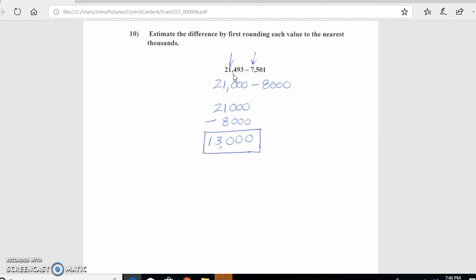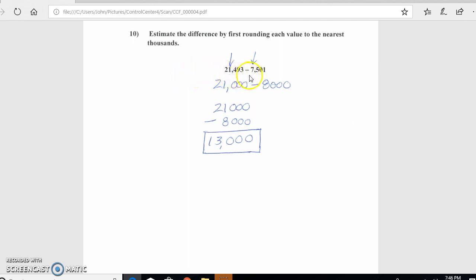So we always look at the number to the right, and it's a 4 in this case, which means that this 1 will stay the same. If it's less than 5, the place value stays the same. So it's going to be 21, and then with whole numbers, all of the other digits become zeros, and this number rounded to the nearest thousands is 21,000.